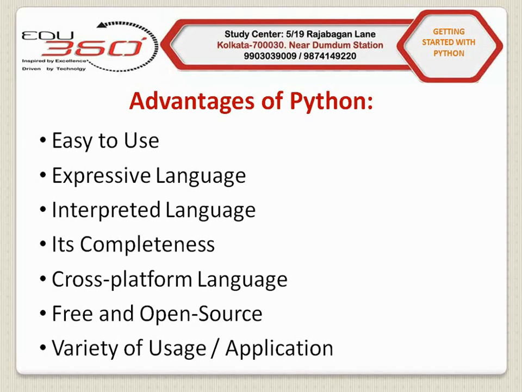Interpreted language. Python is an interpreted language, not a compiled language. This means that Python interprets and executes the code one line at a time. It makes Python an easy to debug language and suitable for beginners to advanced users.